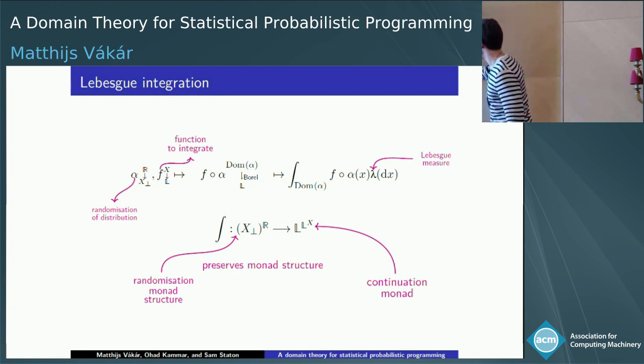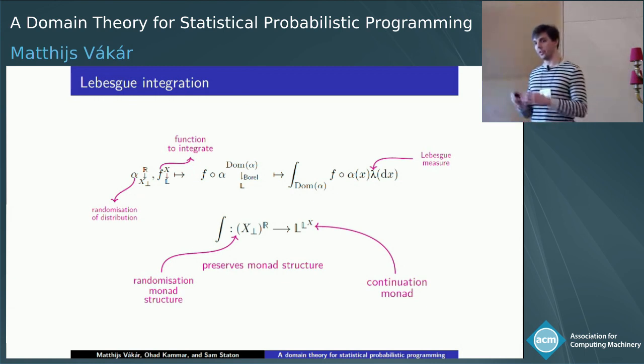So the push forward here is we take some randomization, and we take a function we want to integrate, and then we can take this integral. That's this map here. So really, we built our probabilistic power domain as a submonad of the continuation monad. That's going to be the trick.